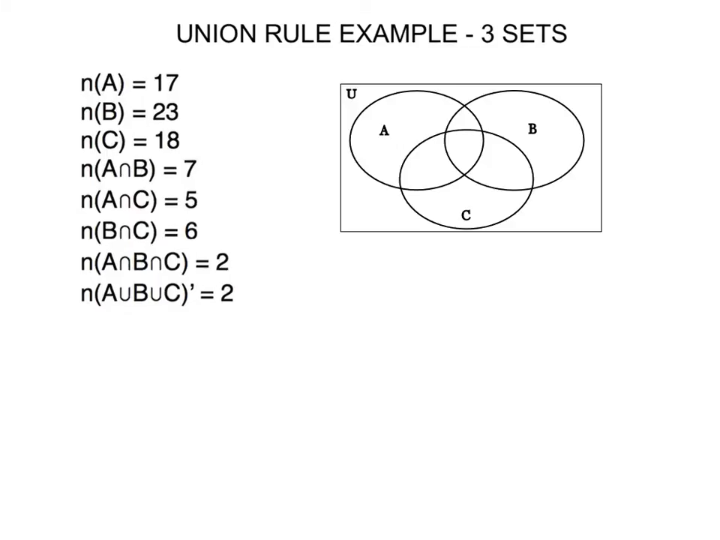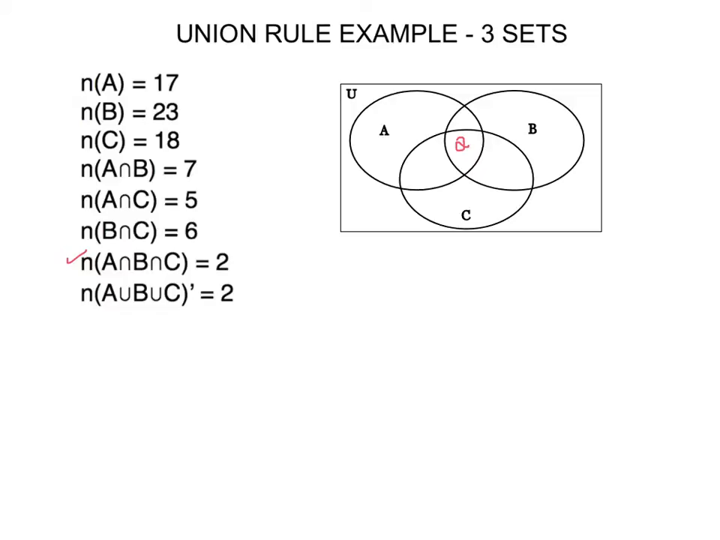So let's take a look at how we're going to use the union rule example when we have 3 sets. And the idea is you always want to start from the smallest region that you see and work your way out. So here, our smallest region is this region here, and that's A intersect B intersect C. And the information tells us that we have 2 elements in that region, so I'm going to put my 2 elements in. And one of the things I like to do in these problems is I like to either cross off or check off the information as we go to make sure that we've used everything that we need.